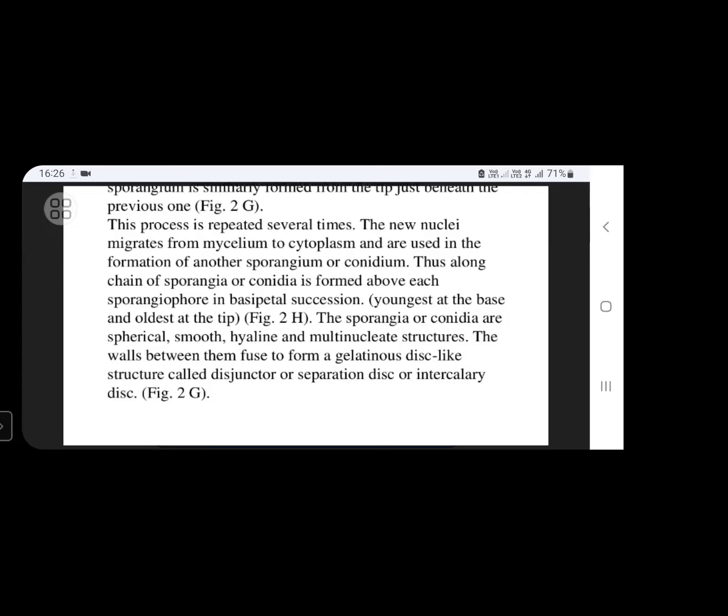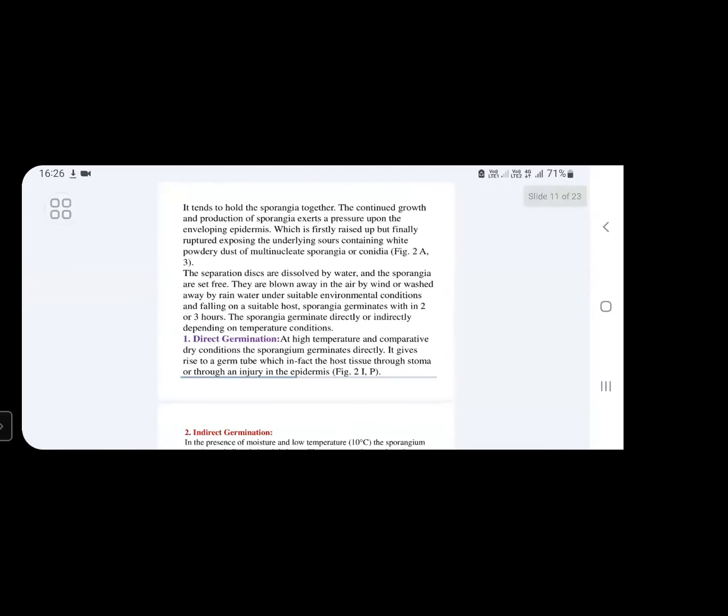How does asexual reproduction take place in the life history of Albugo? By the formation of conidiophores or conidiosporangiophores. From these, globe-shaped or round structures are formed, called conidia. Many conidia are produced in basipetal succession, attached with one another with the help of disjunctors, and arranged in chains. On maturity, the disjunctors disintegrate, the conidia separate from each other and are liberated. So this is about the formation and liberation of conidia during asexual reproduction of Albugo.